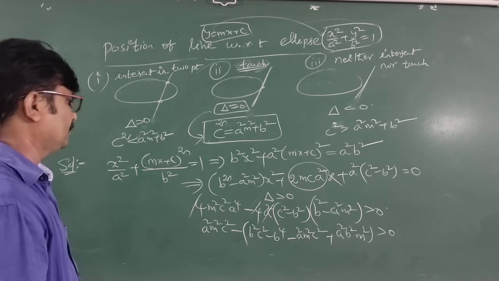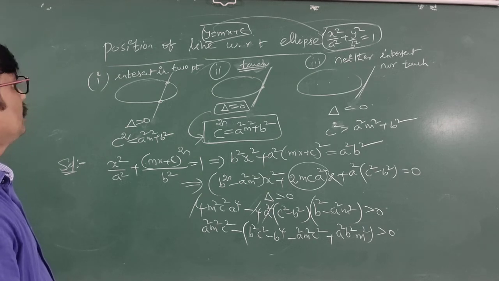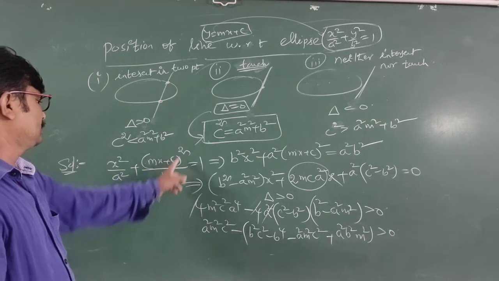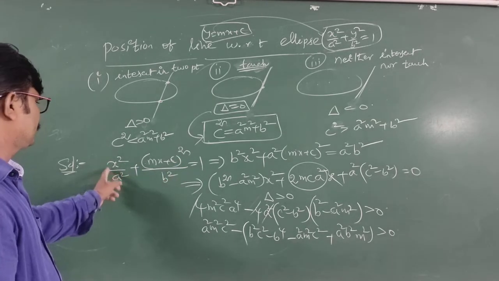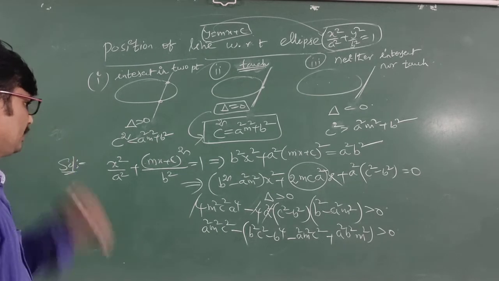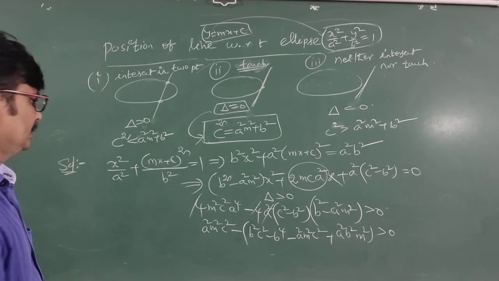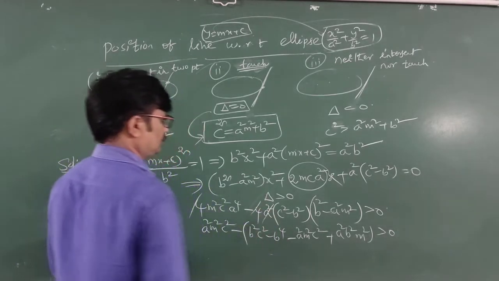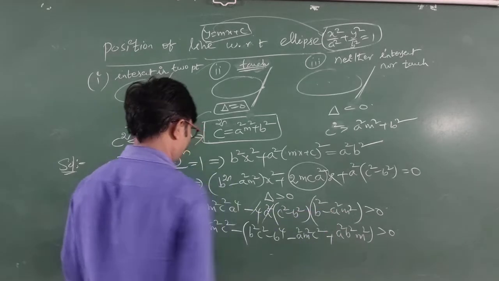We can observe a small mistake here. x²/a² plus y = mx + c over b². So now b²x², and this is a² into (mx + c)². My dear students, here 4ac is a² into (c² − b²) into a²m².